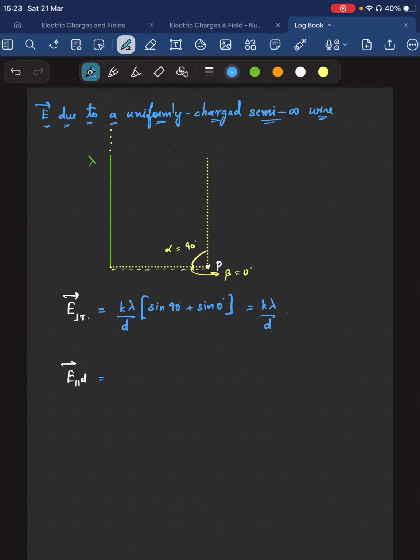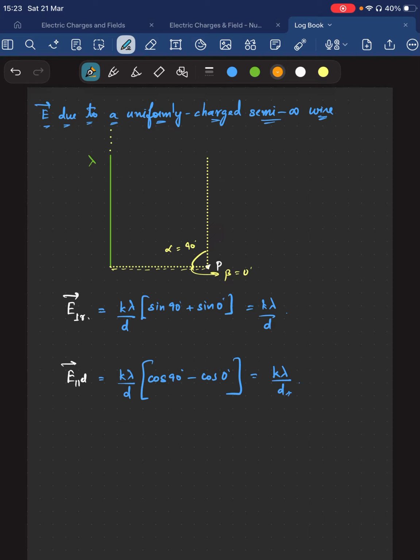The electric field component parallel to the rod will be k lambda by d times cos beta minus cos alpha. Here let me show you that it doesn't matter what you take as alpha and beta. Let me write cos 90 minus cos 0. I've reversed the order of alpha and beta just to show you that it doesn't matter. Here we get a negative answer. As I mentioned, don't worry about the negative sign, just take the positive value, because you can always figure out the direction of the electric field.